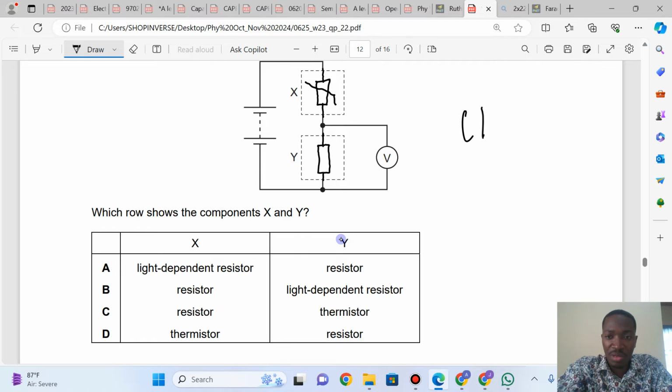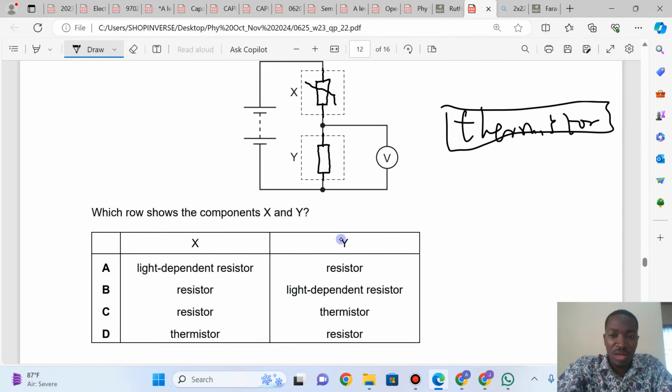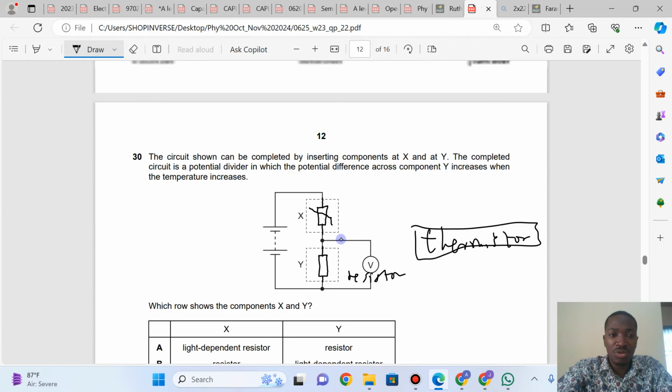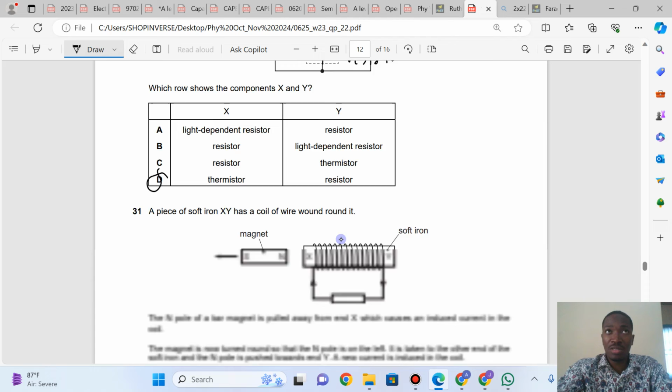Thermistor, that's a temperature dependent resistor. Okay, X is a thermistor, Y is a resistor. So D, thermistor and resistor. That makes D the correct answer to question number 30. We go to question number 31.